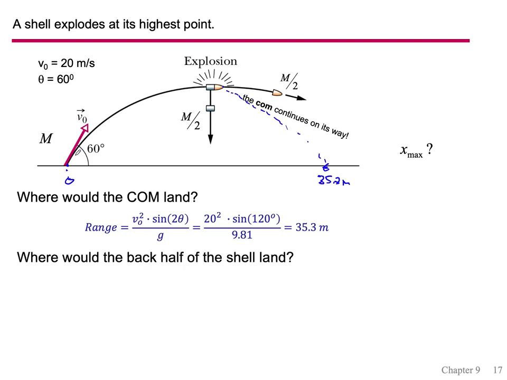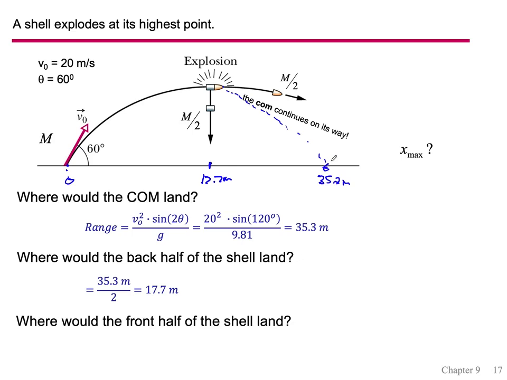Where would the back half of the shell land? Well, if this is at the very top of its flight, it should be exactly halfway in between. This should land at 17.7 meters away from this point here. Again, the center of mass should be symmetric, would land here. That's really bad, I just realized. And this thing would land halfway between the starting point and the ending point if it hadn't blown up.